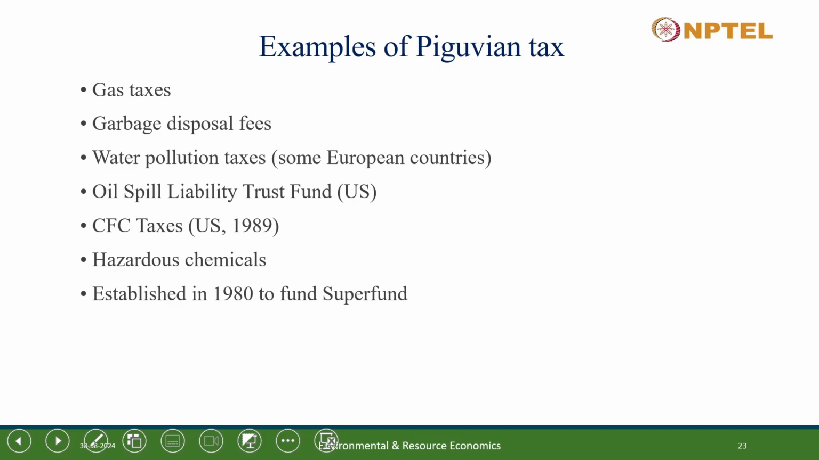So these are examples of Pigovian tax. Let's say you have to pay taxes on gas, or some fees on garbage disposal, or if a company is polluting water and has to pay a pollution tax, as in European countries, then this level of taxes can be known as a Pigovian tax. So these are various examples of Pigovian tax.